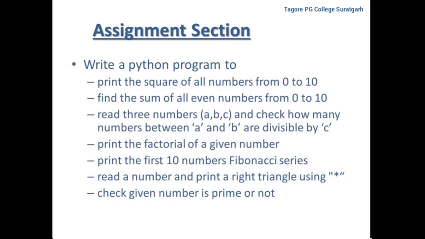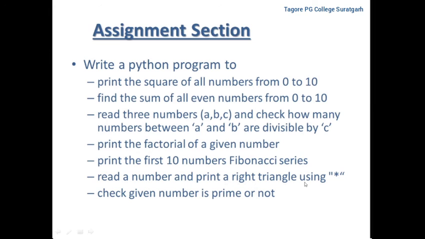So now comes the assignment section, and in the assignment section you have to write a Python program to first square all the numbers from 0 to 10. Then you have to find the sum of all even numbers from 0 to 10, and then you have to read 3 numbers, and you have to check how many numbers between A and B are divisible by C. After that, you have to print the factorial of a number. Again, you have to generate the Fibonacci series up to 10 positions.